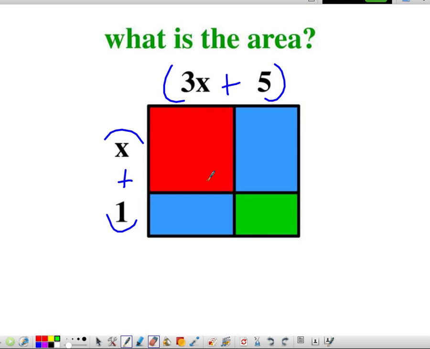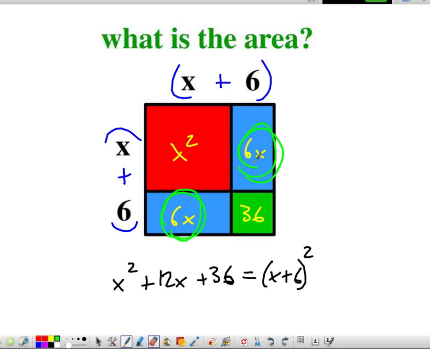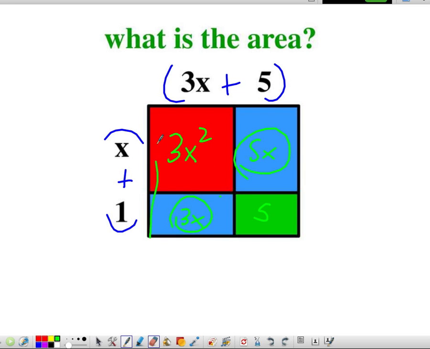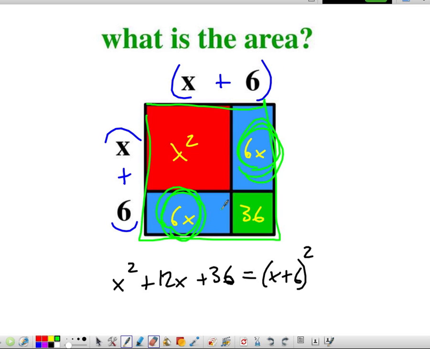What if I were to do this one right here? Here I would have 3x squared. This would be 5x, 3x, and 5. Notice here the areas are different. The reason these are exactly the same is because this shape is a square and this shape is a rectangle, and so you're going to have different areas for the blue shapes. So this is very important. In a square, the blue areas are always going to be the same.